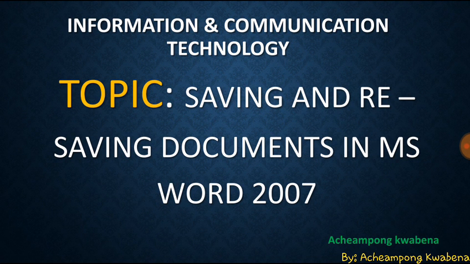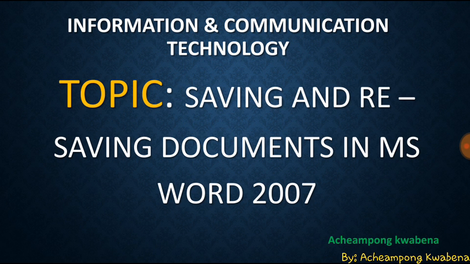Last week, we saw what MS Word 2007 is, and we also talked about some features of the MS Word 2007 window. We said MS Word is an example of a word processor. And we said word processors are programs or application software which are installed on computers to create a word-based document.